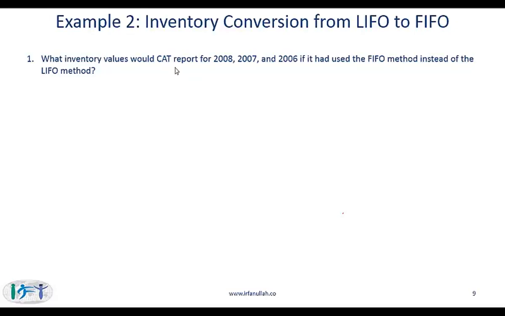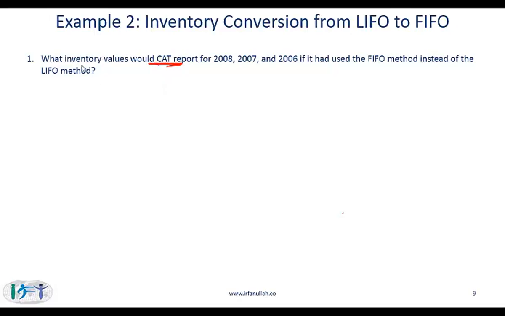The high-level context here is that we are studying a company called Caterpillar, which is based in the United States and uses the LIFO method. And what we need to do is convert the LIFO numbers into FIFO numbers. We will be using the relationships that we just talked about.